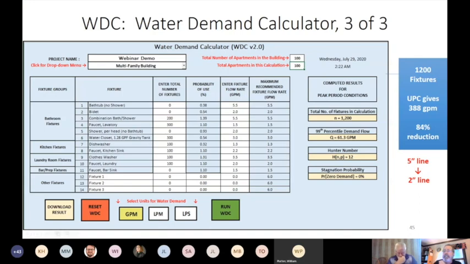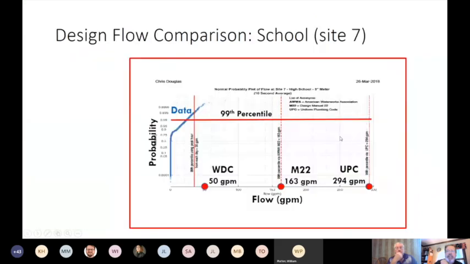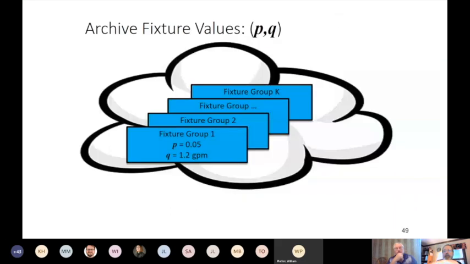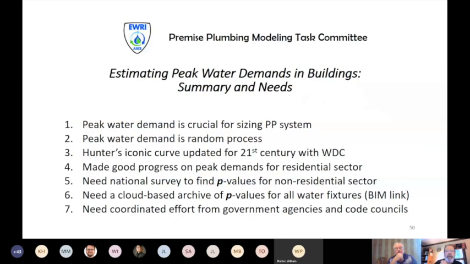So in this final case, we've got a 5-inch line that we would need here for a building that's got, in this case, about 1,200 fixtures, 62 gallons per minute, and so on. So we've got this methodology that's available to us. We've got some examples that we've used that work out well, and we can employ and use this in the building information model and so forth.